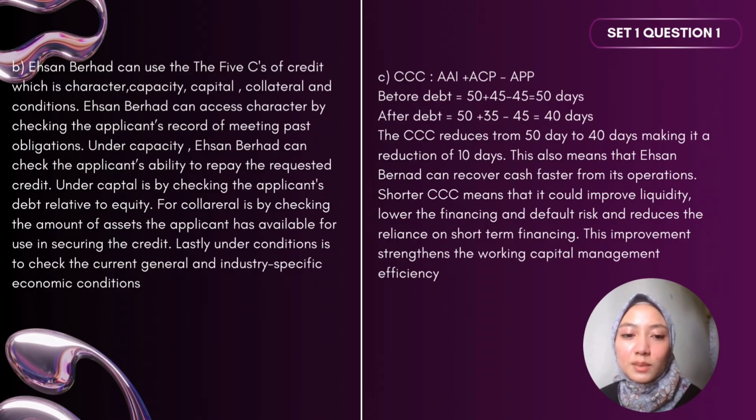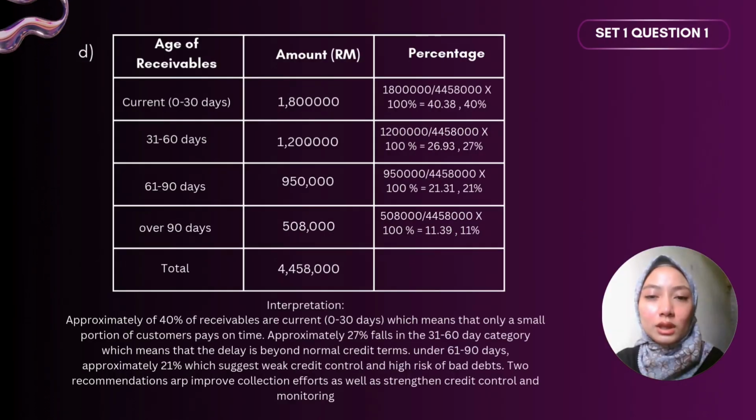Shorter CCC means that it could improve liquidity, lower the financing and default risk, and reduce the reliance on short-term financing. This improvement strengthens the working capital management efficiency. For the last question under D, interpret the accounts receivable age schedule of Ehsan Sender Berhad and recommend two practical actions to improve the collection process.